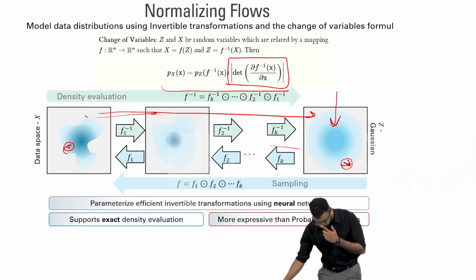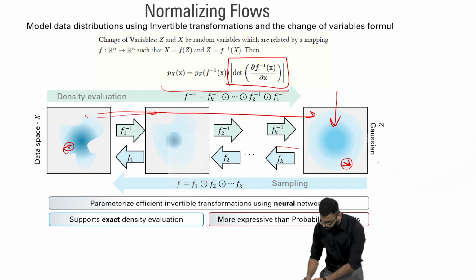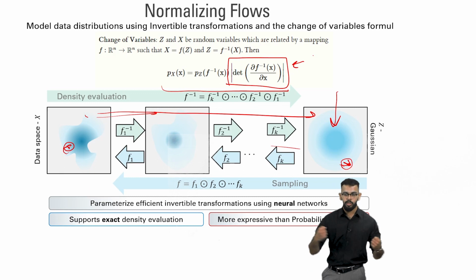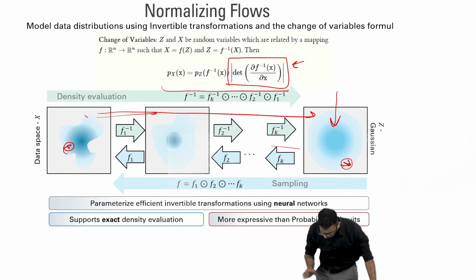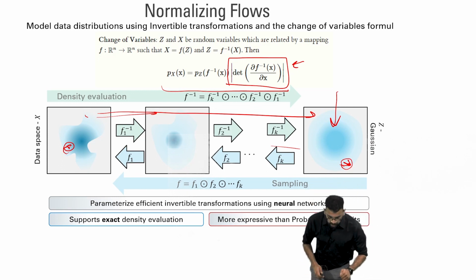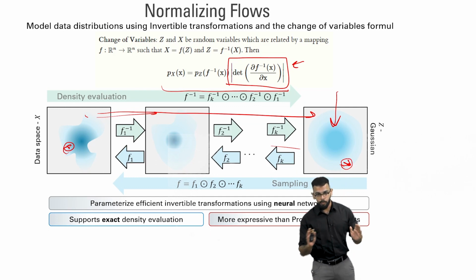So all the change of variables formula says is that it links the density in the data space with the Gaussian space, and there's a volume correction term that accounts for how much your transformation warped this entire space. That's at a very high level. Good? Clear? Okay.